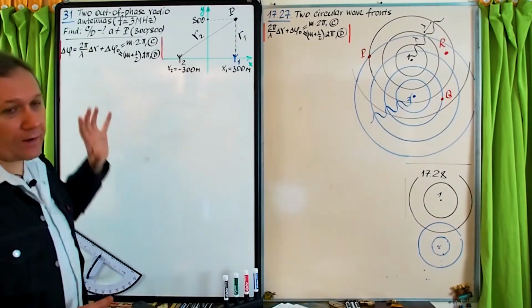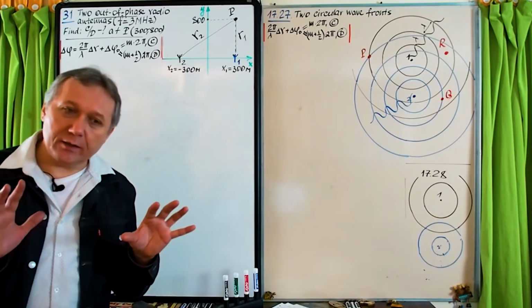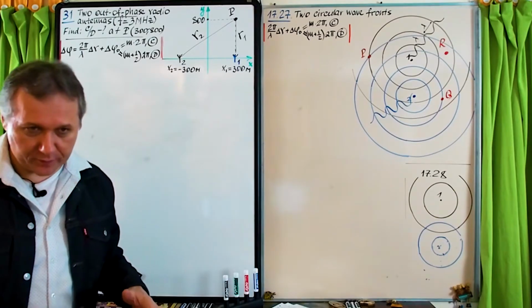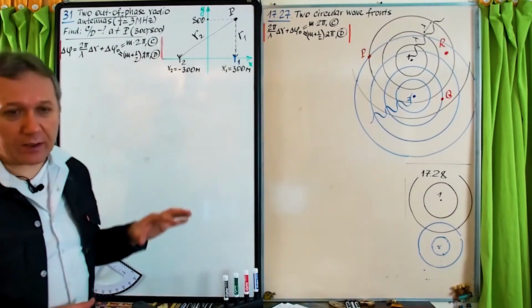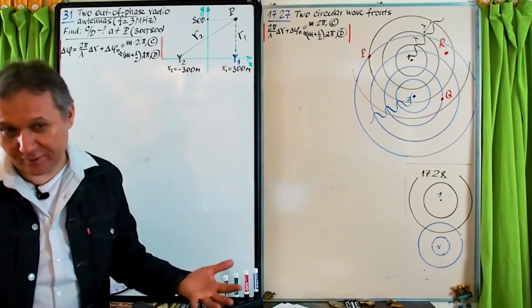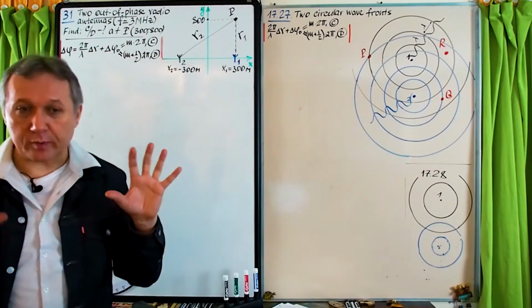And then delta phi naught, it's the inherent phase difference. It's just the initial phase of the second wave minus the initial phase of the first wave. And information about the inherent phase difference you can get either if initial phases are given, then you can just subtract them, or by reading the problem carefully.